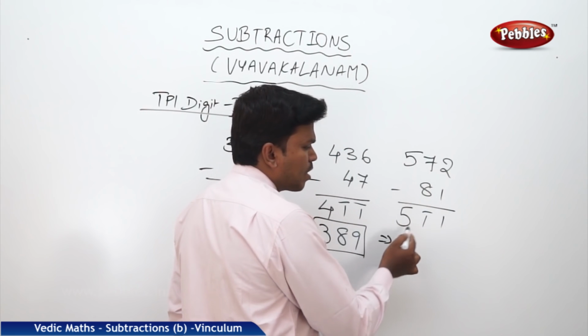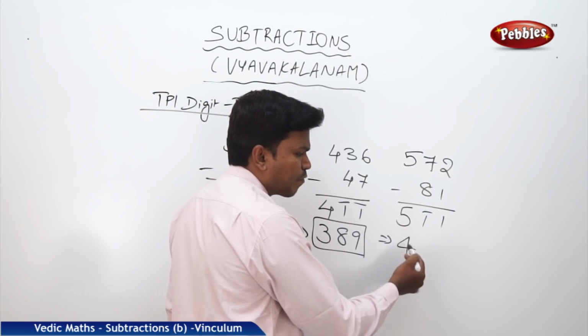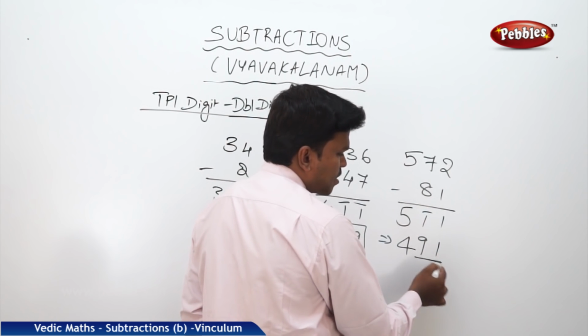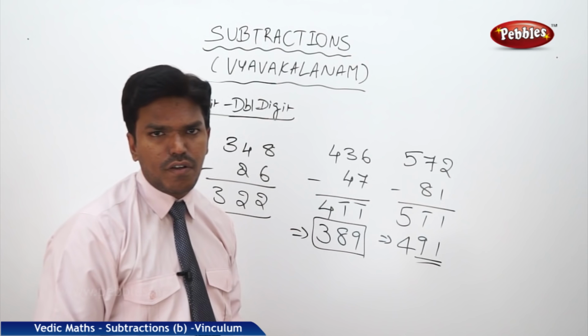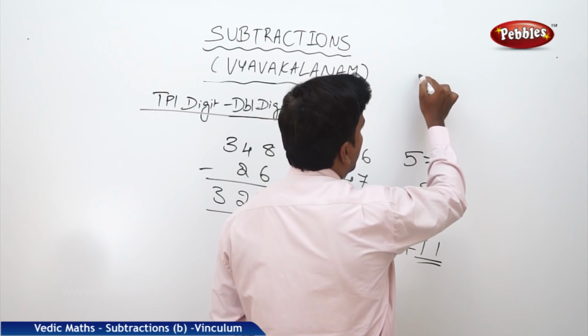Now how to convert this one? The same way. The number before the bar should be reduced by 1, that is 4. 1 bar complement is 9, and 1 as it is you can drop. So what is the answer? 491. And one more example.